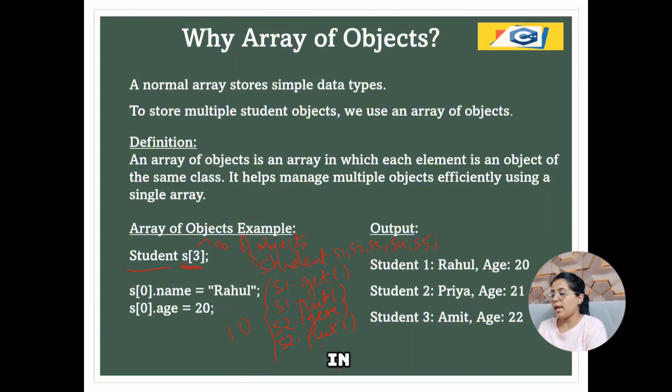So in array of objects, we create an array of the class name. The array name, you can give any name. Inside square brackets, you need to write the number of objects, that is the size. So if I want 5, I can write class name student, S, and this is 5.